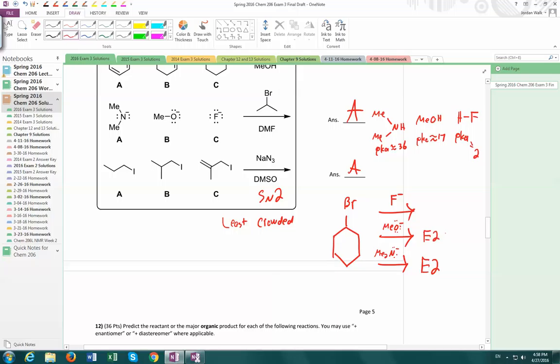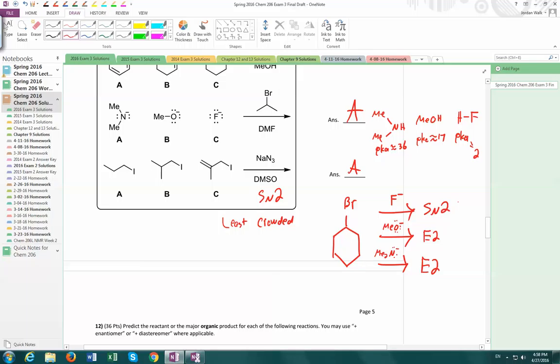But what about fluoride? Its conjugate acid has a pKa of 2, which is less than that magic 11 number that we use. Since it's not a strong base, we then ask, is it a good nucleophile? Certainly a negatively charged halogen is going to be a good nucleophile, and so in that case, we'd actually do SN2.